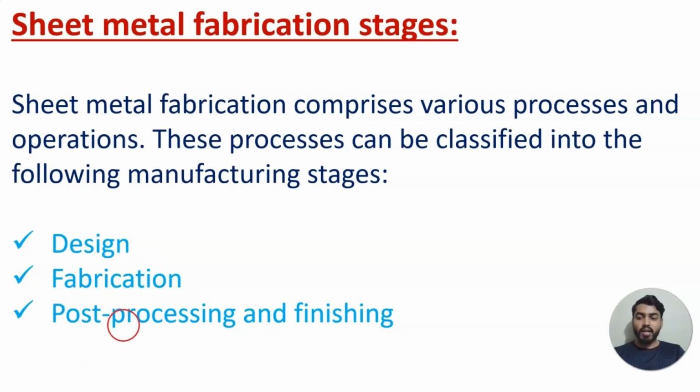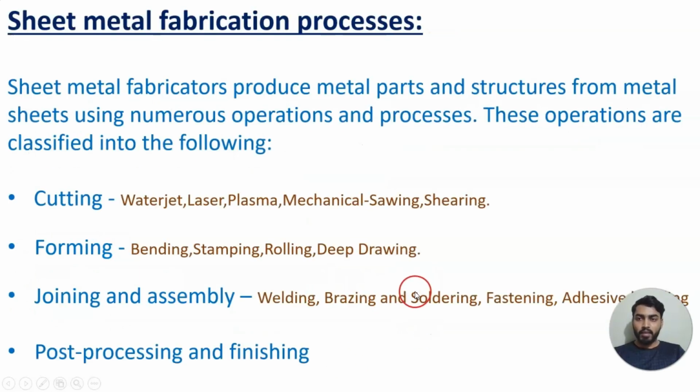Then after that, at the end we will go here with this post processing and finishing. So after that we need to go for finishing, and I'll say like 3D model machining operations. Then first we are going to see here sheet metal fabrication processes. So sheet metal fabricators produce metal parts and structures from metal sheets using numerous operations and processes. These operations are classified into the following.